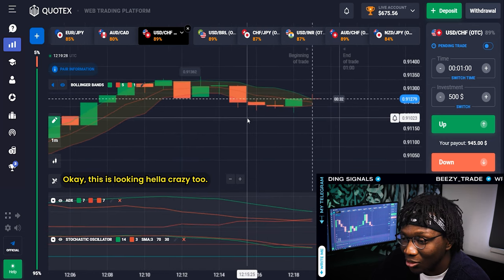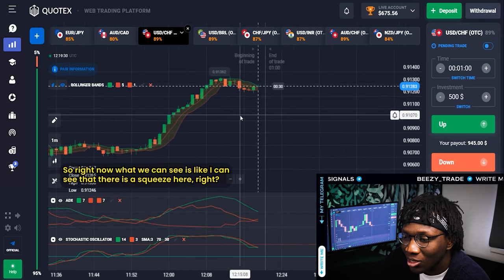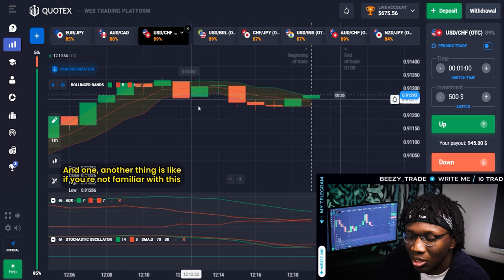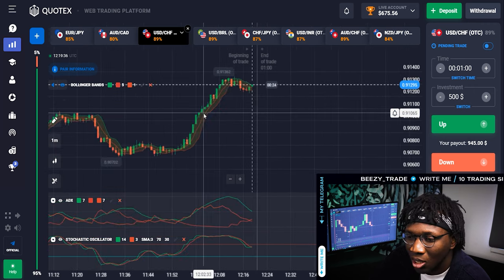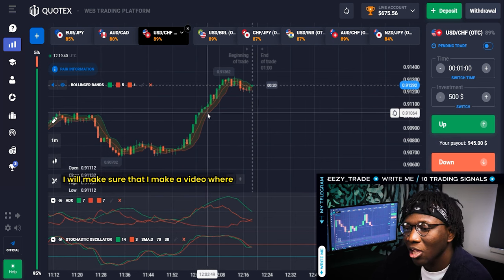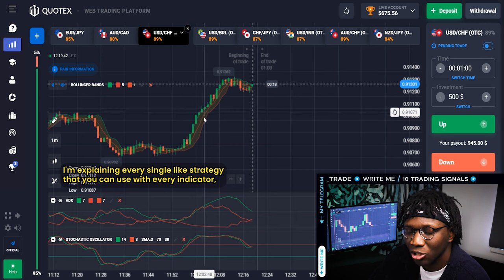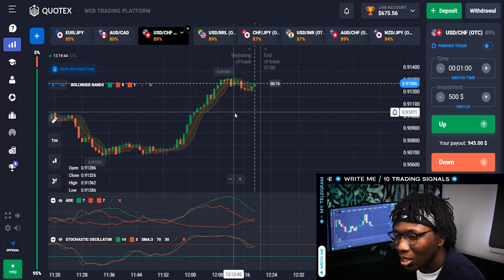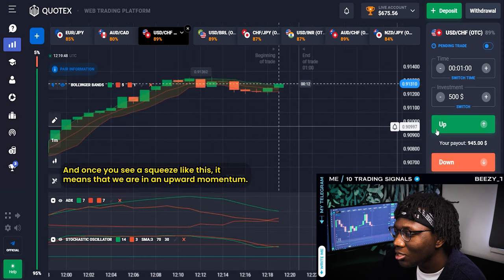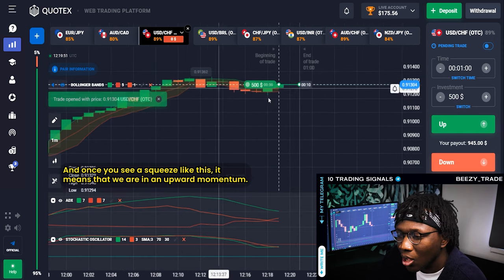Okay, this is looking crazy too. So right now, what we can see is that there's a squeeze here, right? And if you're not familiar with the Bollinger Bands, you might not know exactly what I'm talking about. I will make sure that I make a video where I'm explaining every single strategy that you can use with every indicator. But here, you can see a squeeze. And once you see a squeeze like this, it means that we are in an upward momentum.